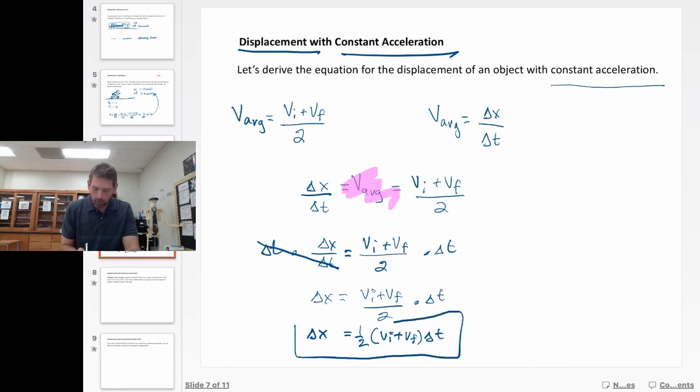You'll notice on the equation reference sheet that I gave you, that's one of your equations. If you have constant acceleration, all you need to know is your initial velocity, your final velocity, and your time. You just have to somehow find those three variables. You do that, you can solve for the displacement. All right. Let's do a problem with this. Let's see what we get.